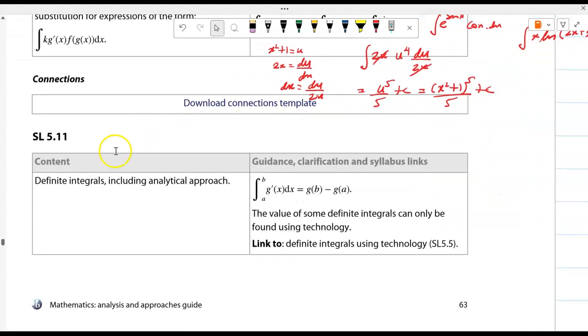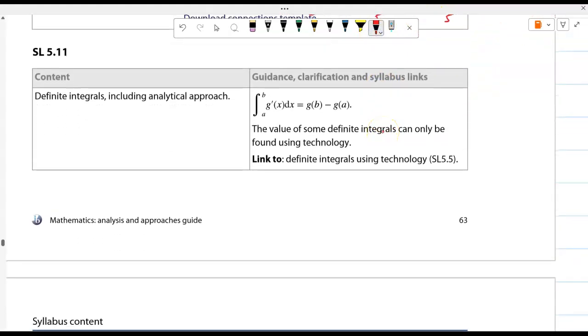Now, definite integral. Basically what you need to do in a definite integral is, when you integrate, you find the integral. In this case, your integral would be g(x), because your derivative and integral will cancel out. Then you take g(b) minus g(a), the upper limit minus the lower limit.